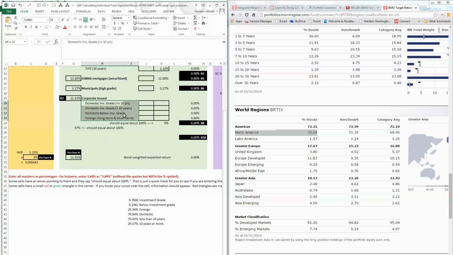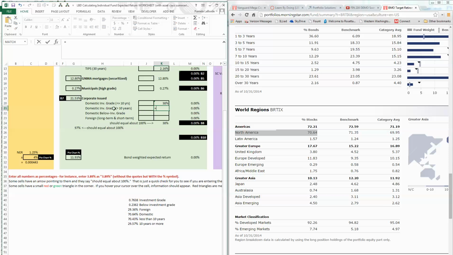So everything I need to consider is just summarized down here. So now what I do is start going through what this header says. And then I want to multiply the appropriate percentages. So I need the domestic ones. Well, that's 70.64. Multiply it then by the ones that are investment grade. That's 0.7638. Then multiply by the ones that are less than or equal to 10 years. That's the 70.43.